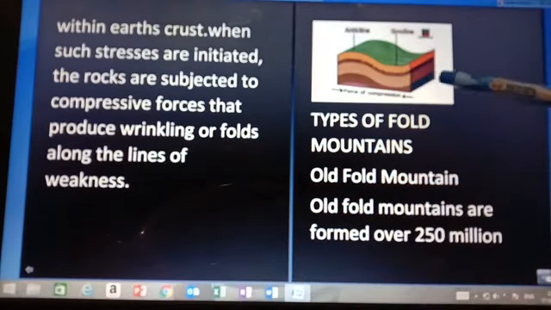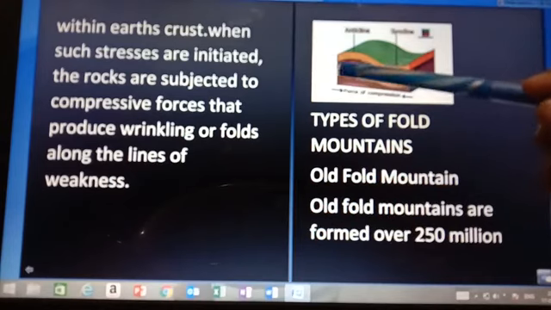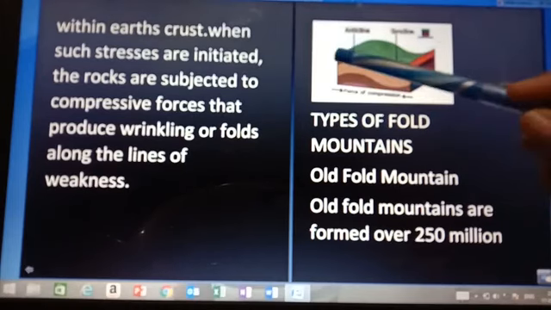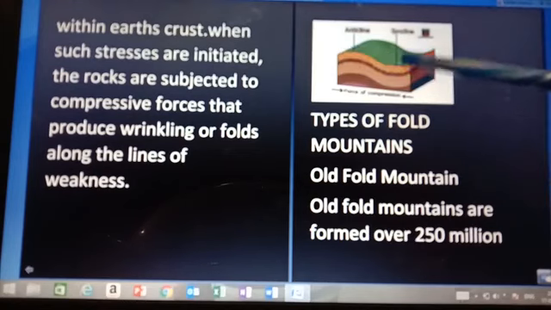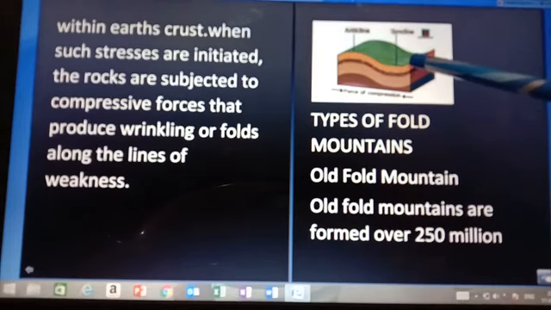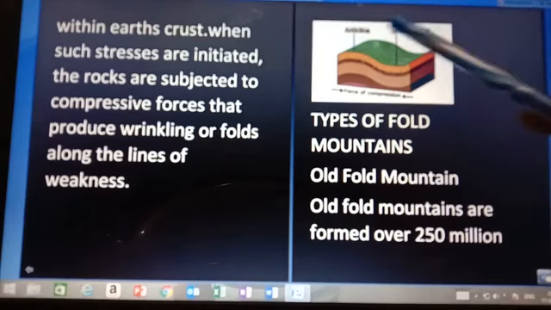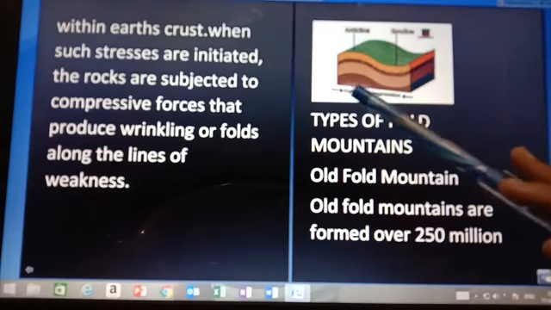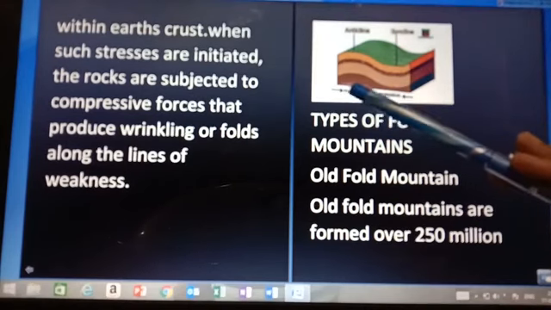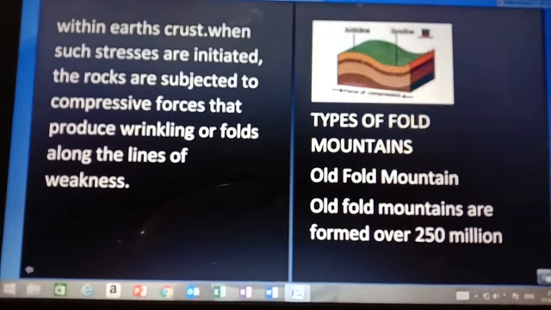Like this, here you can see, whenever there is intense compression inside the surface of the earth, then the upper part or the surface of the earth folds. The upward part is called anticline and the downward portion is called syncline. Now these are fold mountains. They are formed by the force of compression. When this force of compression comes, then fold mountains are formed.